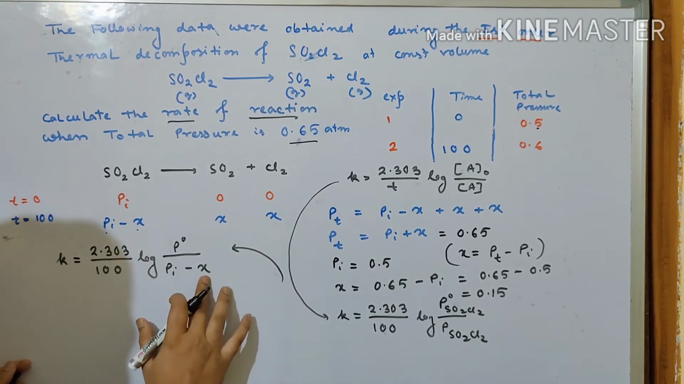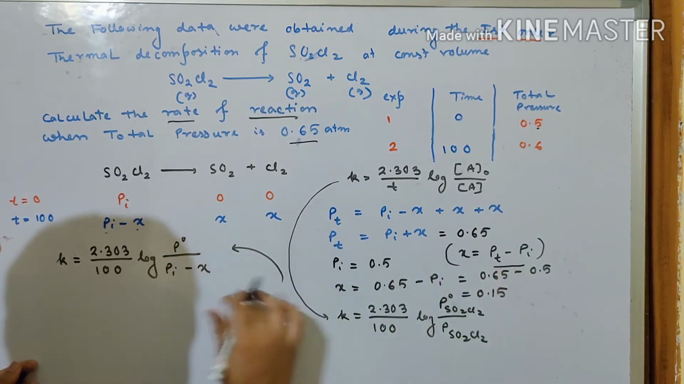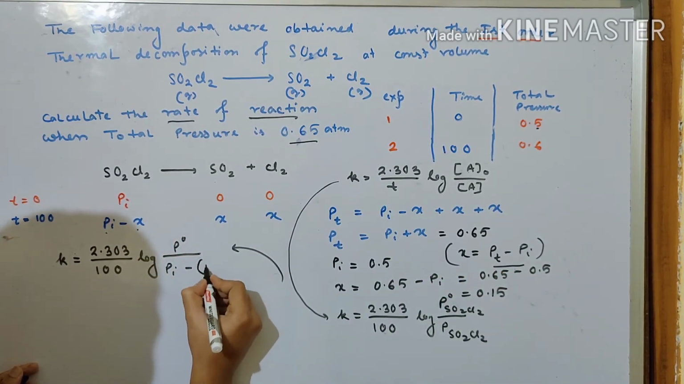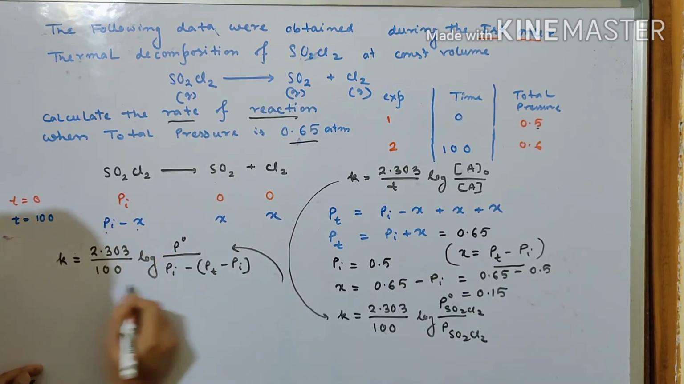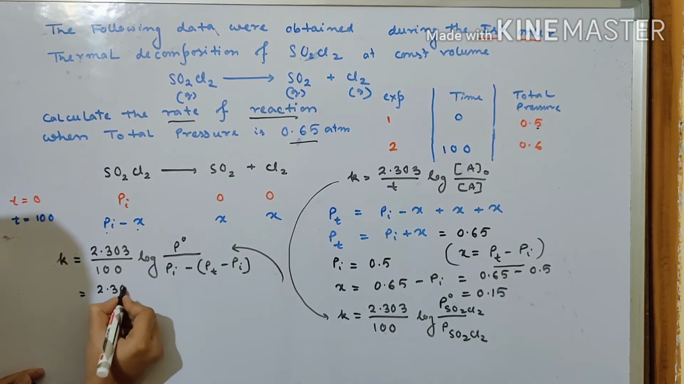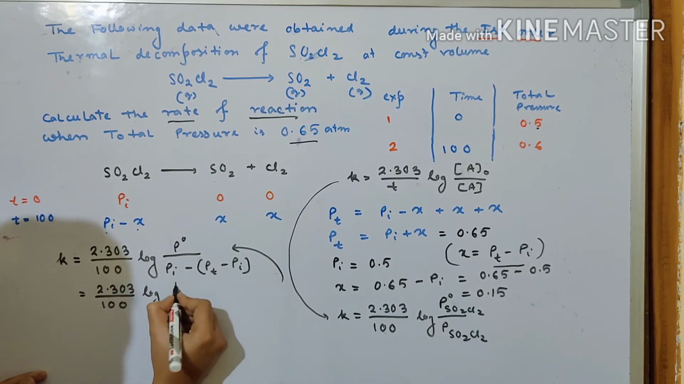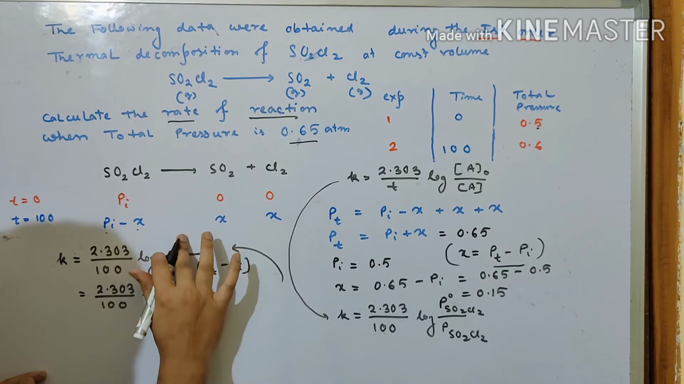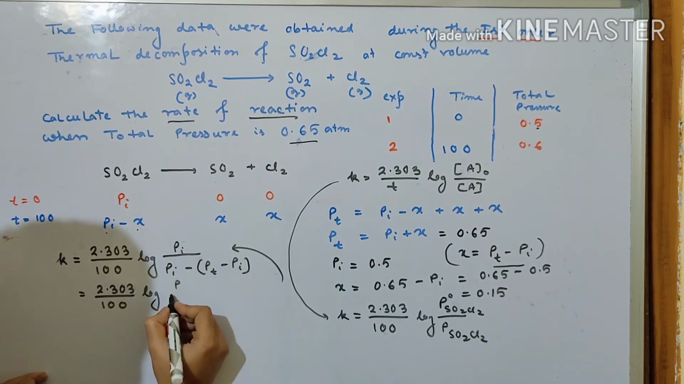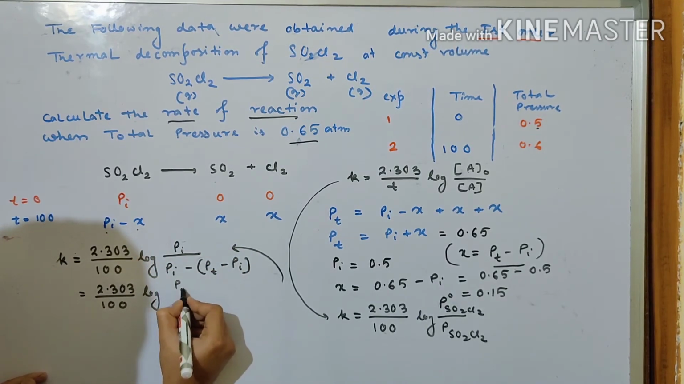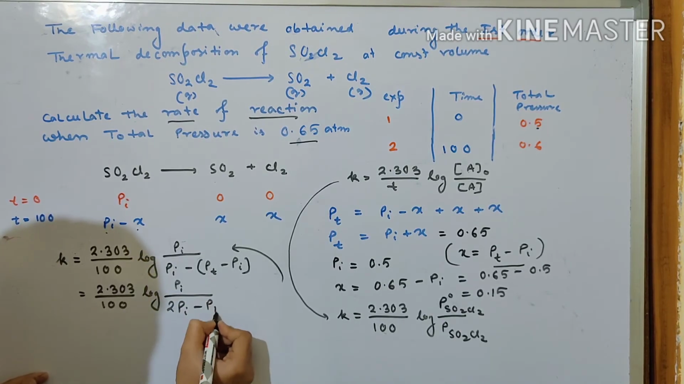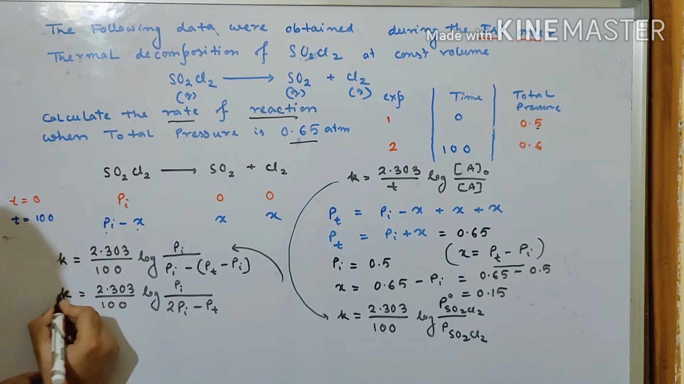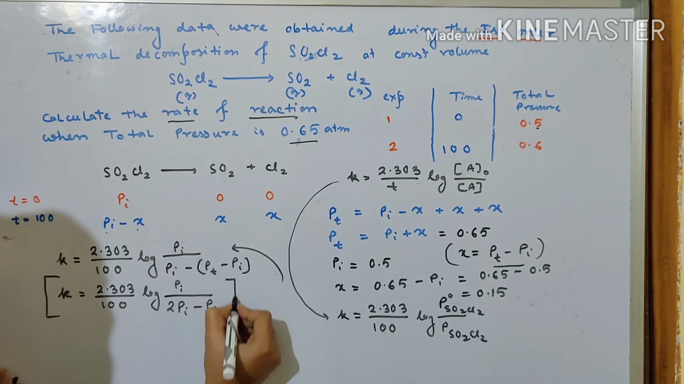Now X is again what? This value. So I can directly write down Pt minus Pi. So here we can further write down 2.303 by 100 log of, instead of writing P0 I can write Pi actually. So it is Pi divided by, here you see, 2Pi minus Pt. This is a very, very important formula which will be utilized.